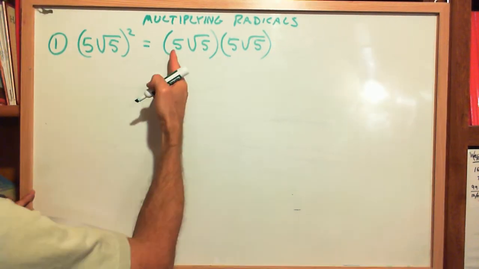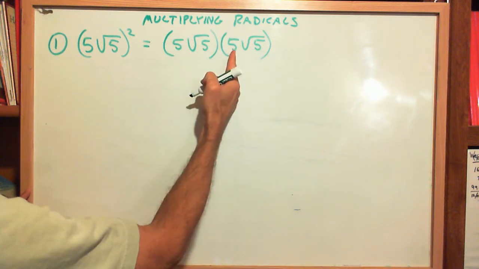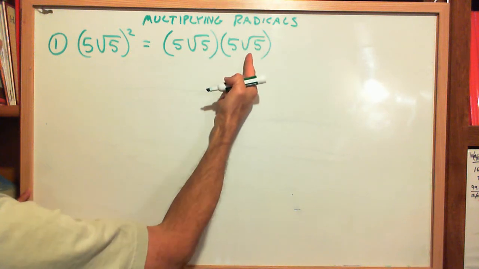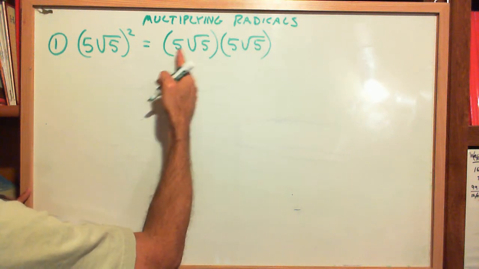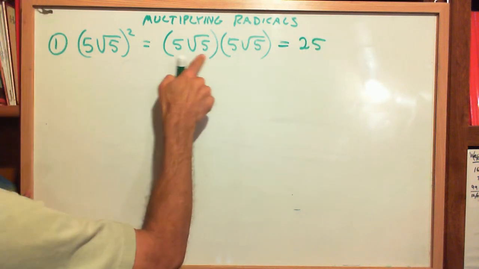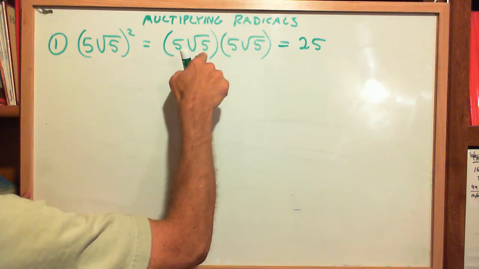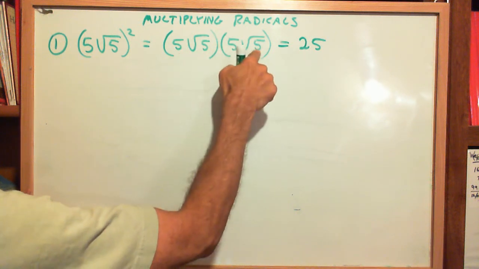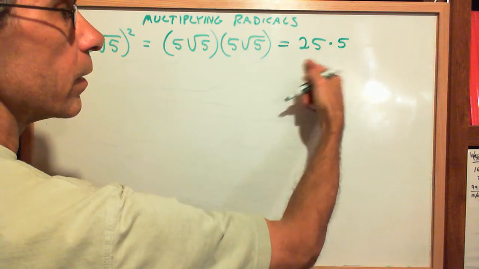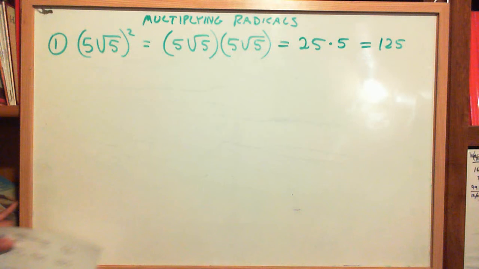So all I'm going to do here is say 5 times 5. I can only multiply this 5 by something that's outside of the radical sign. So the only thing I can multiply it by is this. 5 times 5 is 25. And then the square root of 5 and the square root of 5, I can multiply those 5's together. The square root of 5 times the square root of 5 is the square root of 25, which is 5. Alright, and 25 times 5 is 125. And that's my answer.